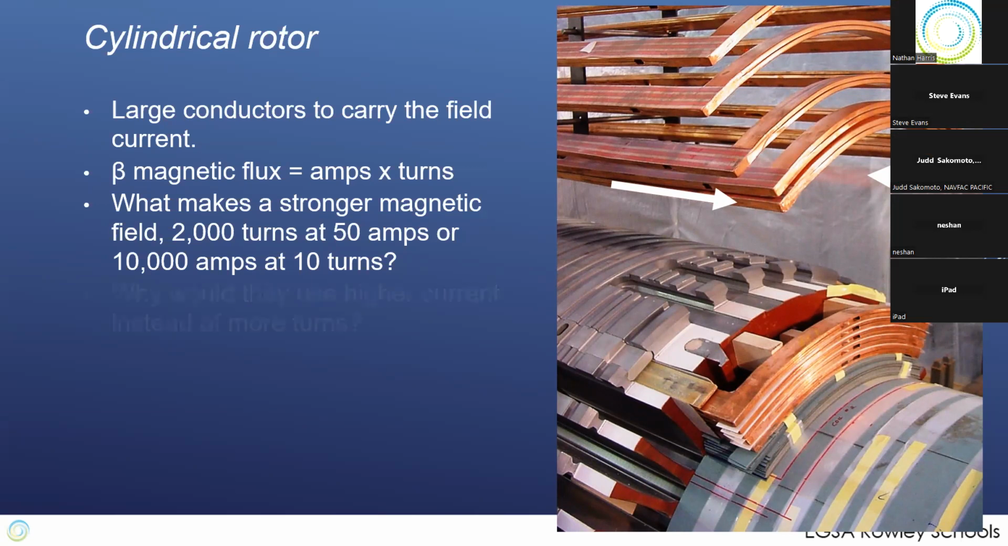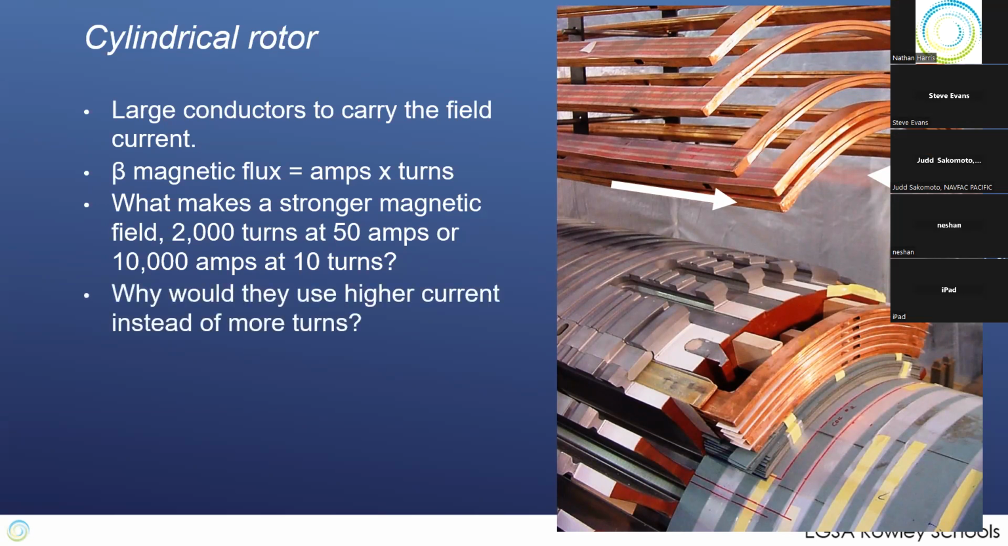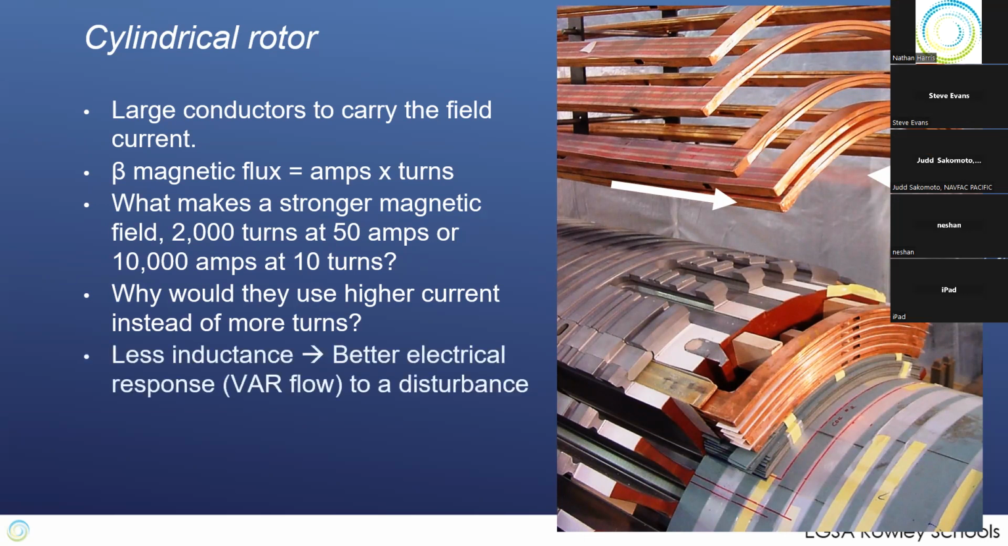It's the same. Why would you do that? Why would you bother? Because large amounts of current are difficult to control versus a smaller amount of current, right? Smaller current, higher voltage, lower current, lower voltage. But why do we use more? Well, there's less total inductance in the system, and our generator is better able to respond to increases in VAR flow.